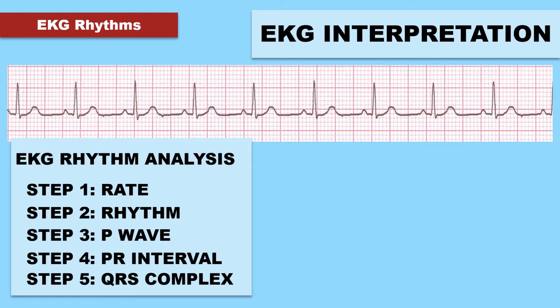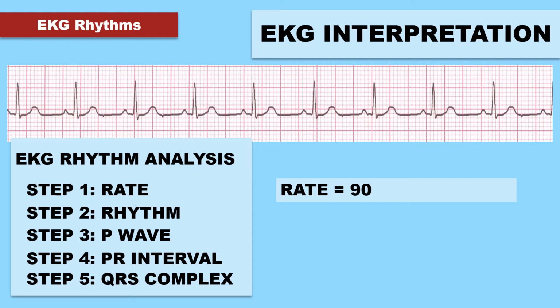So let's work through the steps in this rhythm. We start with step 1, the rate. If you do your calculation on the rate, this rate calculates to 90 beats per minute. We obtain this calculation by counting the number of QRSs in this 6-second strip. And in this case, there's 9 QRSs. We multiply that by 10, and we get 90 beats per minute.